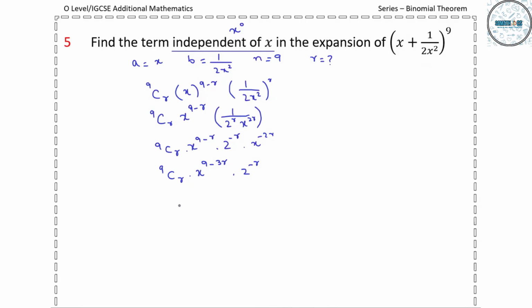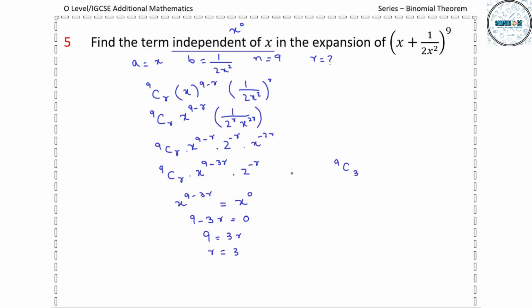Now we will equate x power 9 minus 3r to the required term, which is x power 0. It means we can equate the powers. 9 minus 3r is equal to 0, so 9 is equal to 3r and r is equal to 9 divided by 3, which is 3. Now we will substitute this value of r in this step.